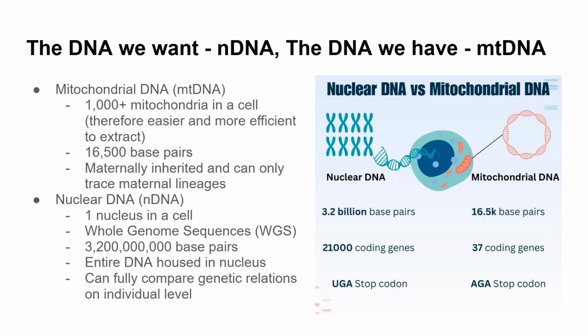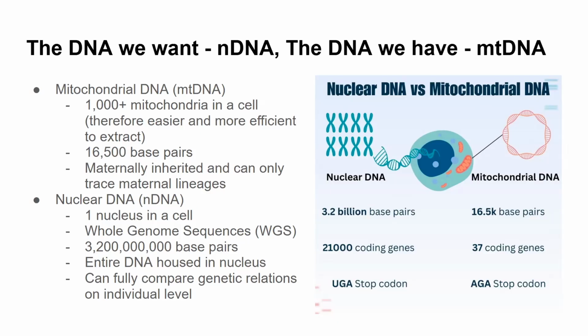So early in the field, mitochondrial DNA was actually the first type of DNA we could extract because you have over 1,000 mitochondria in the cell for power, mitochondria powerhouse of the cell. So it was much easier and more efficient to extract. But now, thankfully, due to new DNA sequencing technologies, we can actually get the entire DNA. So this is the nuclear DNA. And it's harder because you only have one nucleus in the cell versus over 1,000 mitochondria.